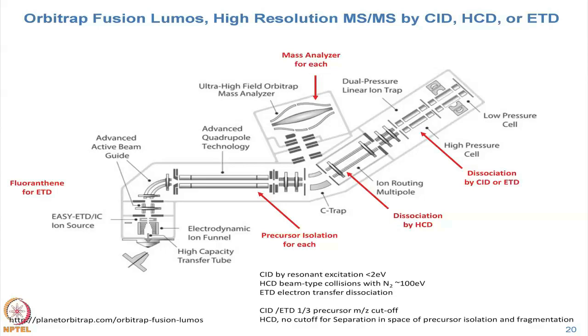So this instrument, a Fusion Lumos from Thermo, you put ions in here. You then have a way of isolating precursor ions here, and then you can do MS-MS by three different techniques. You can do higher energy collision dissociation, collision-induced dissociation, or electron transfer dissociation. Then you measure the spectra in the orbitrap. It's also possible to measure them in the ion trap out here. At lower resolution, you can go faster if you go out here.